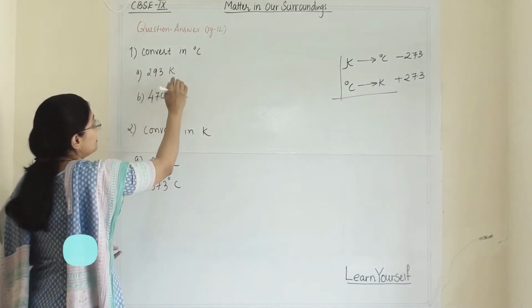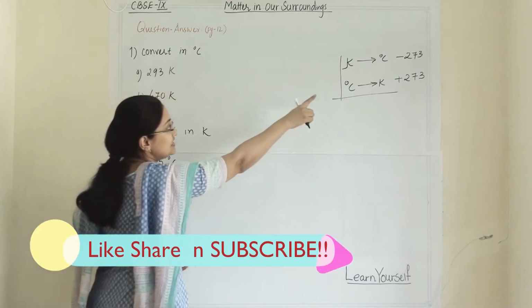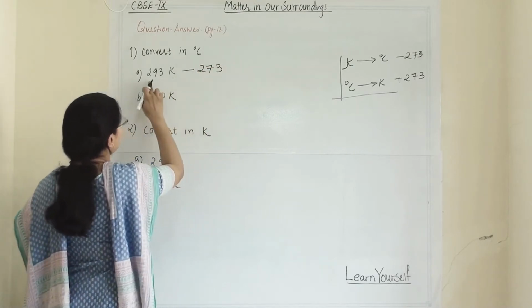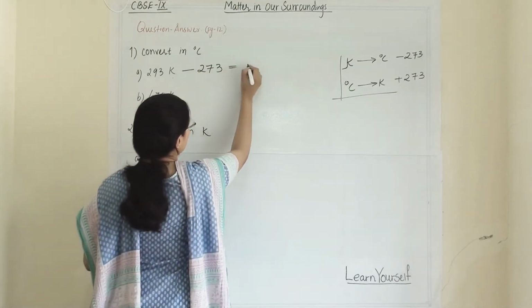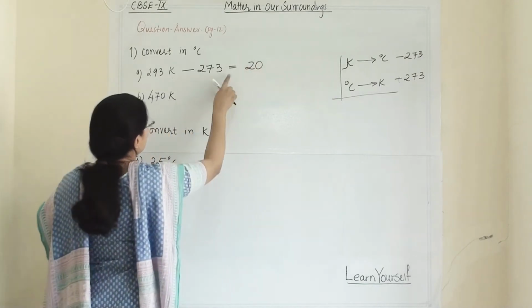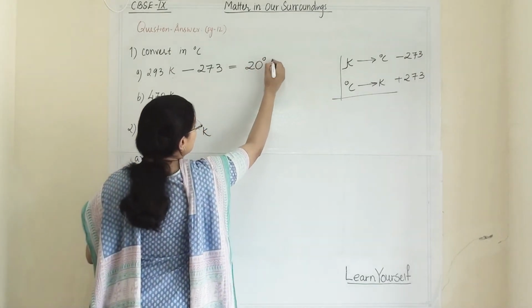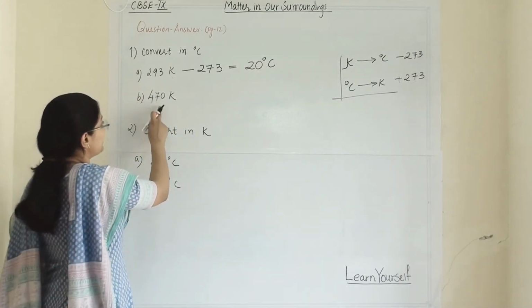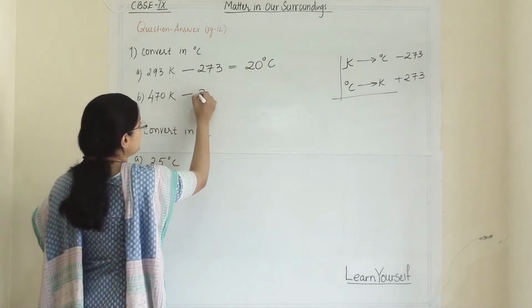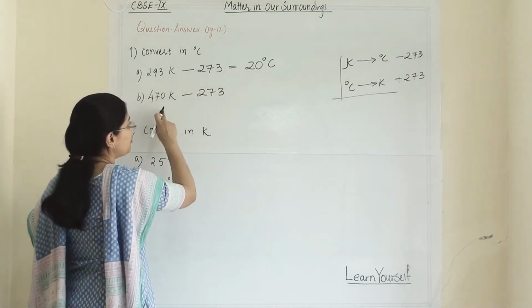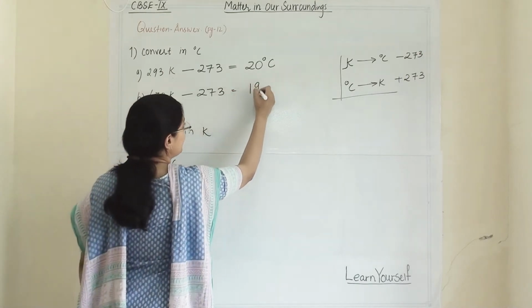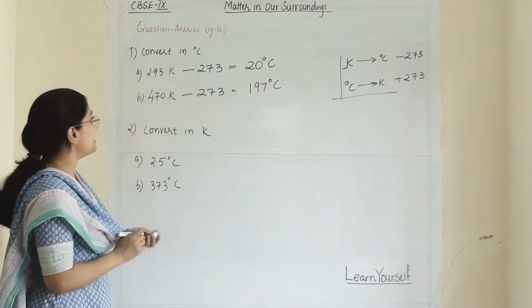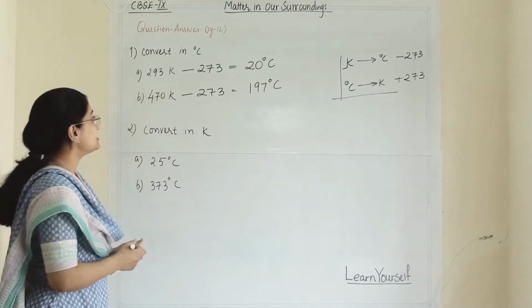293 Kelvin. Now we have to convert this into degrees Celsius. So we have to subtract 273 from 293. So we will get 20, and this 20 is our degree Celsius temperature. In the next, 470 Kelvin is there. When we subtract 273 from it, we will get 197 degrees Celsius.